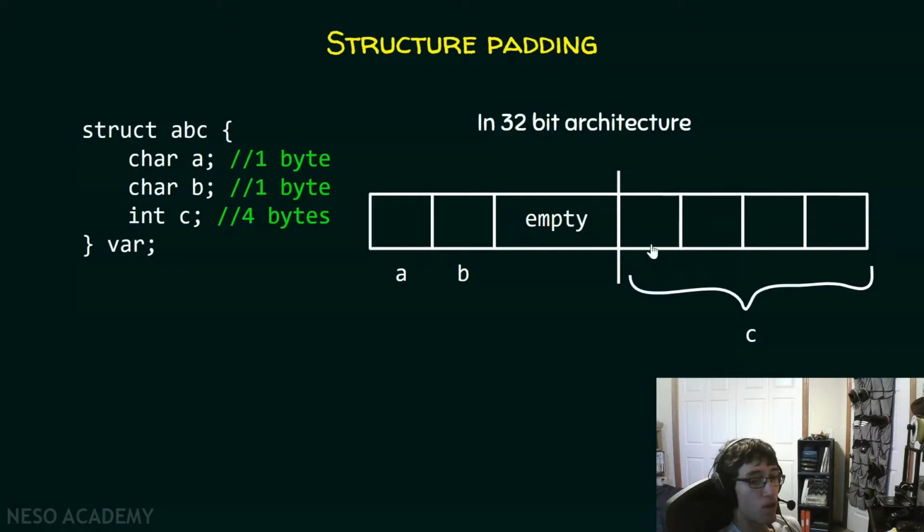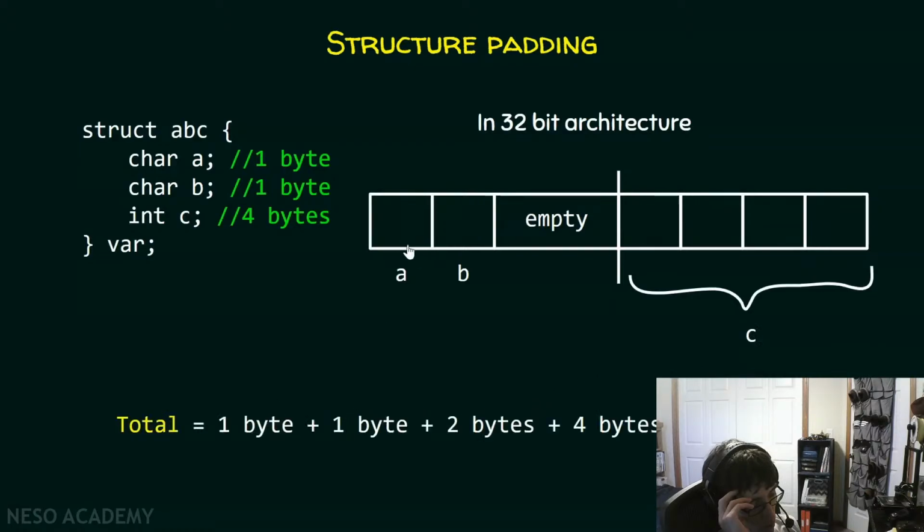Which means that variable C will get these 4 memory blocks. With the help of padding, variable C can be accessed in one cycle. Although memory is getting wasted, variable C can be accessed in one CPU cycle, right? So the total number of bytes allocated in this case will be 1 byte for character A, 1 byte for character B, 2 bytes of empty room, and 4 bytes for integer C. Total number of bytes is 8.